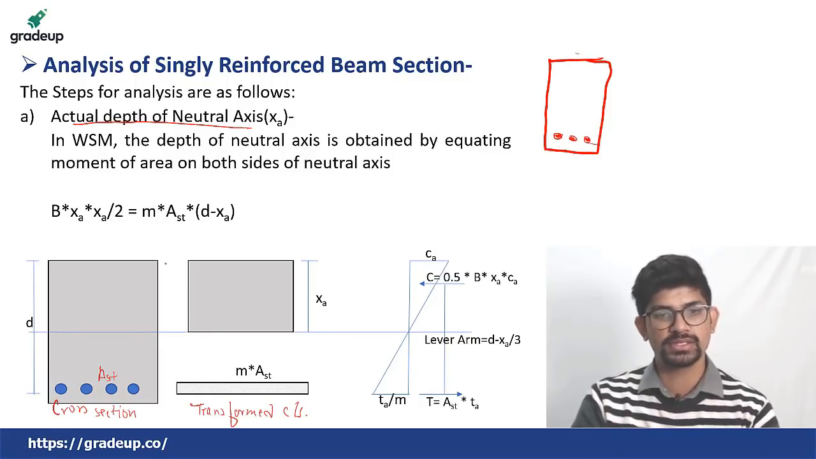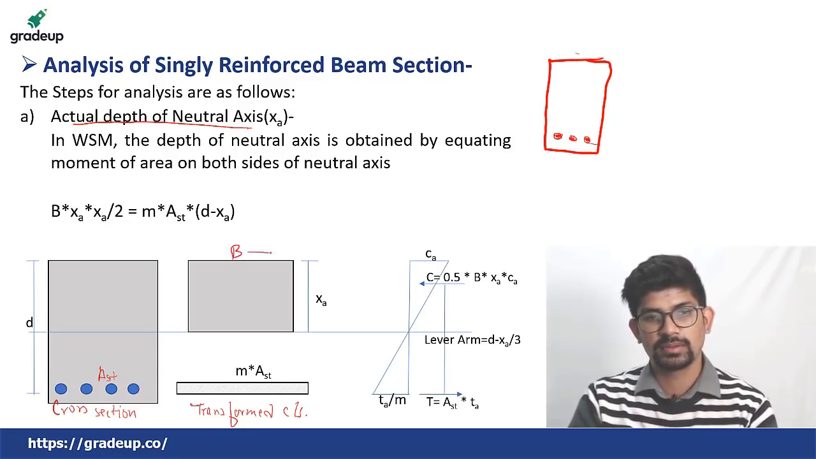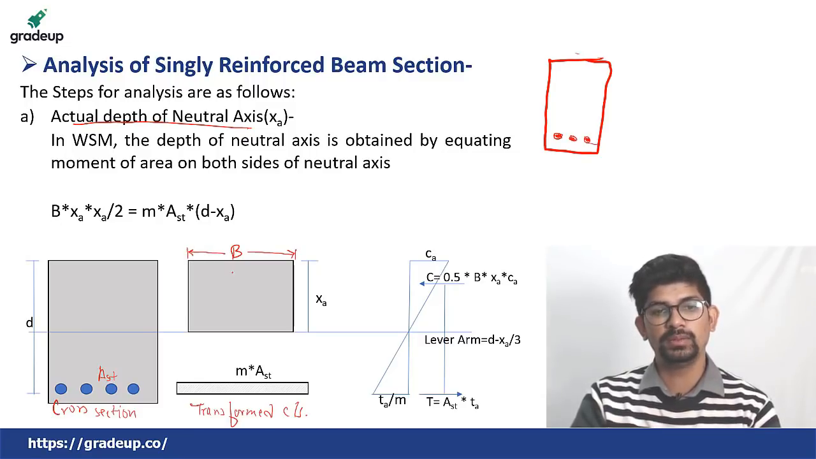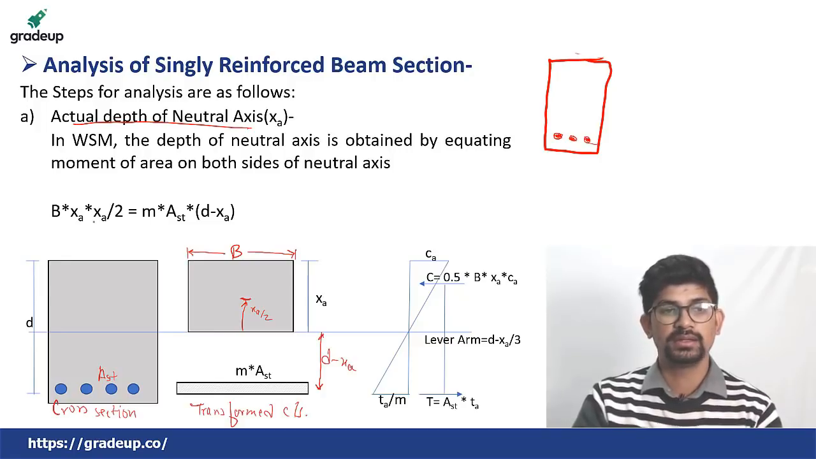It is done here, as you can see. So this is b here. So b into Xa into Xa by 2, as the center of gravity will be located here, this is Xa by 2, is equal to m into Ast. m into Ast is the transformed area of steel, so m into Ast into this distance. This distance is nothing but d minus Xa. So the expression becomes b into Xa squared by 2 is equal to m into Ast into (d minus Xa).